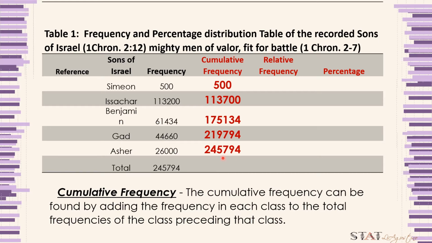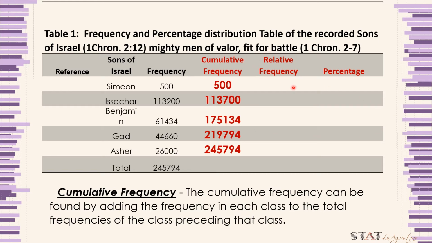245,794. So you can detect if some data is missing if this cell, the total, and this cell are not equal. They must be equal since you are just adding the frequency, but in a cumulative way. So I think that's clear.